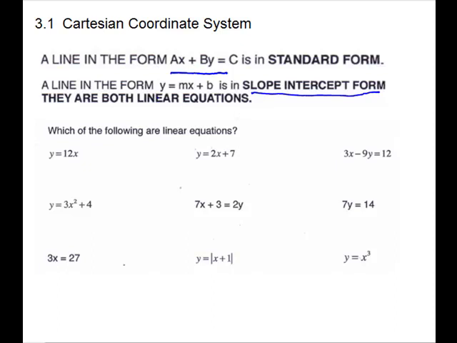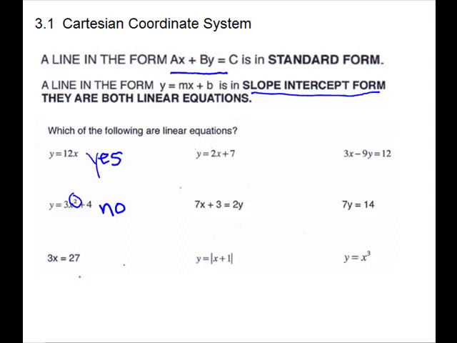So when we look at these, our first one, y equals 12x. We have x and y. The exponents are 1. This one is a linear equation. I'm just going to write yes or no. And it is actually in slope-intercept form. Your intercept on it is 0. If we're going down, this one is not a line because of the exponent of 2. It's some version of a parabola. You don't have to know that now, but that exponent of 2 makes it not a line.